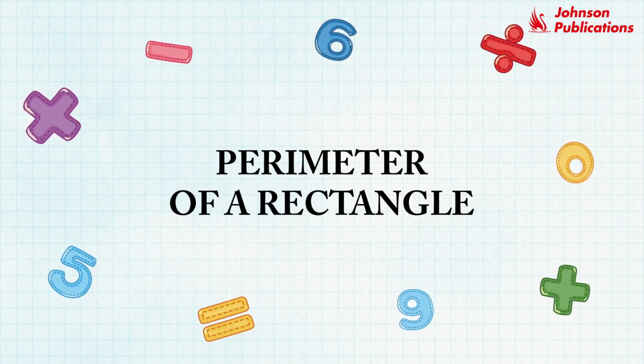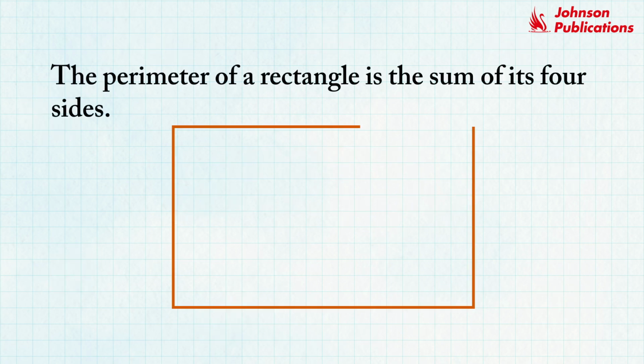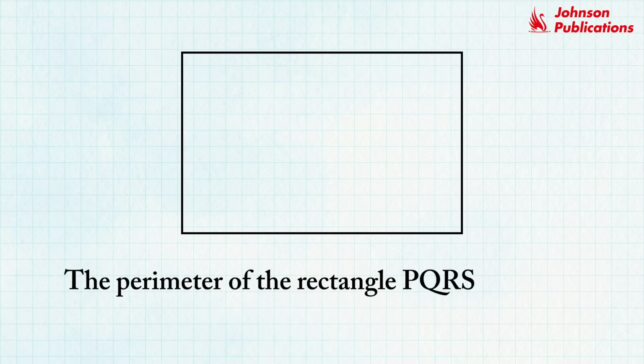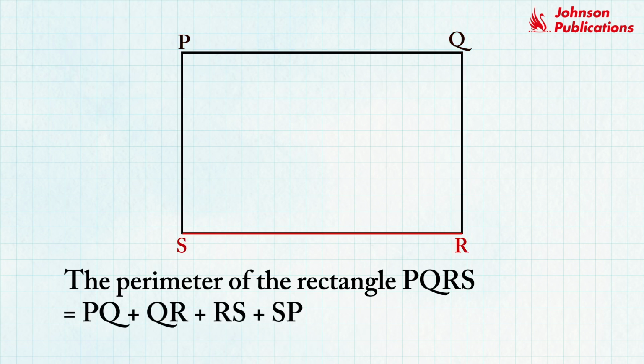Perimeter of a rectangle. The perimeter of a rectangle is the sum of its four sides. The perimeter of the rectangle PQRS is equal to PQ plus QR plus RS plus SP.